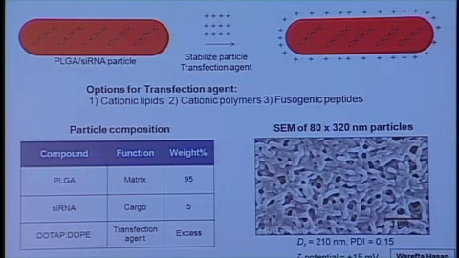We then harvest those with different types of lipids, and I'm showing you some commercial lipids of DOTAP and DOPE. We can add excess of these, and then we basically wash off all the excess. So we're close to sort of a monolayer of lipid on these particles, and these become very effective transfection agents.